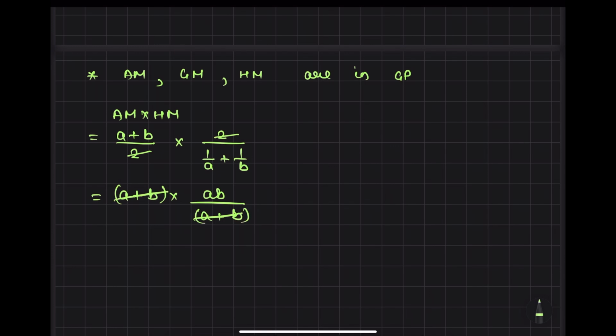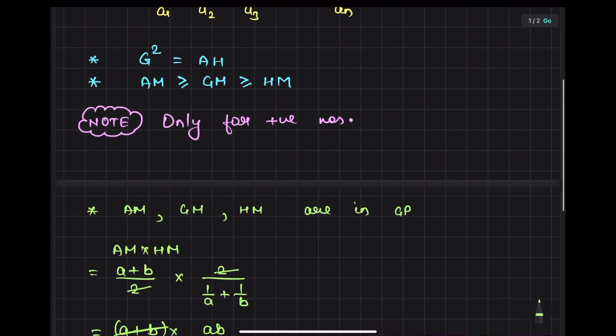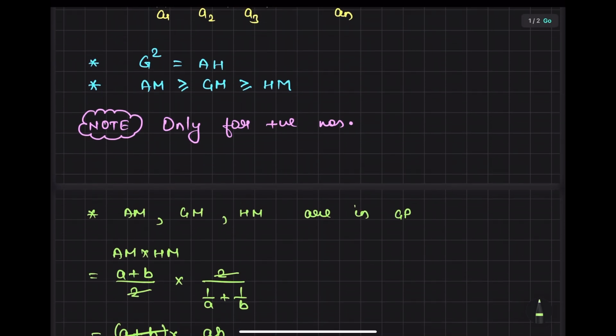Again this thing got cancelled, and if you have two elements a and b, its geometric mean will become root over ab. So can I say that it is ab? So can I say that it is the geometric mean square? Is that okay? So this means that the first idea was correct. Geometric mean square is equal to arithmetic mean into harmonic mean, which means AM, GM, HM are in GP.